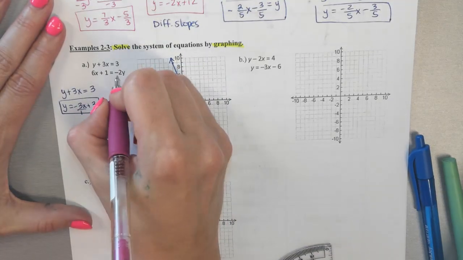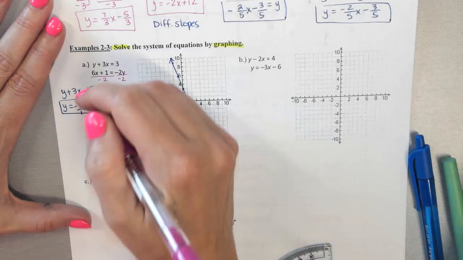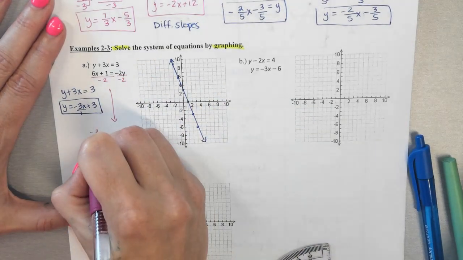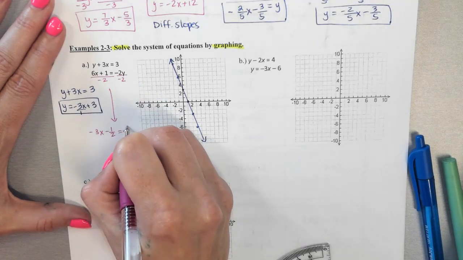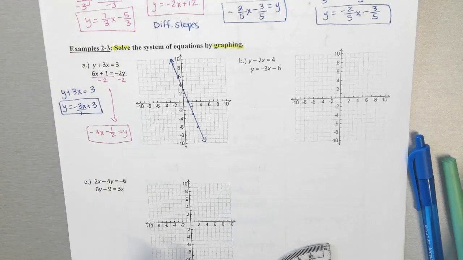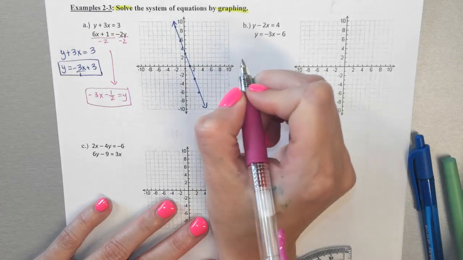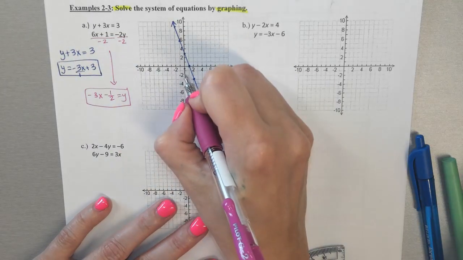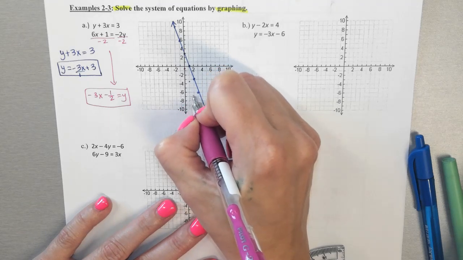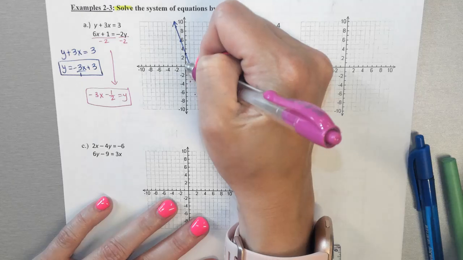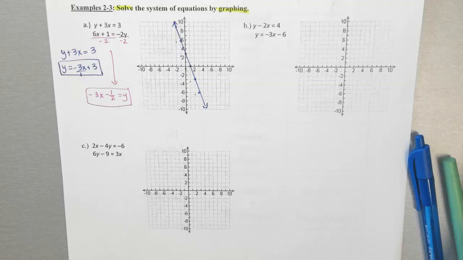Okay, and then here, the only thing you have to do for this to get y by itself is divide by negative 2. So if you do that, you have negative 3x. 1 divided by negative 2 is negative 1/2 equals y. So we're going to start at negative 1/2. That's your y-intercept. We're going to go down 3 over 1, up 3 over 1, and then we're going to use our straight edge.